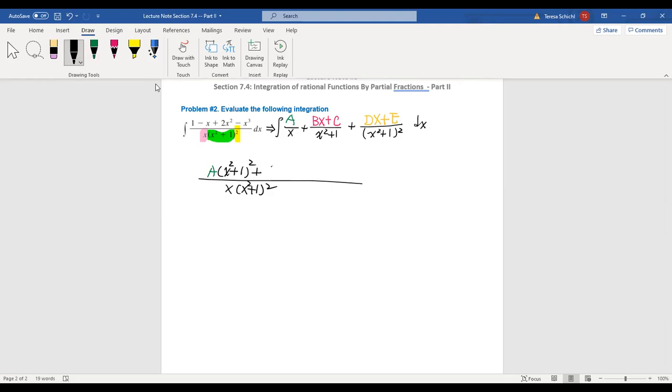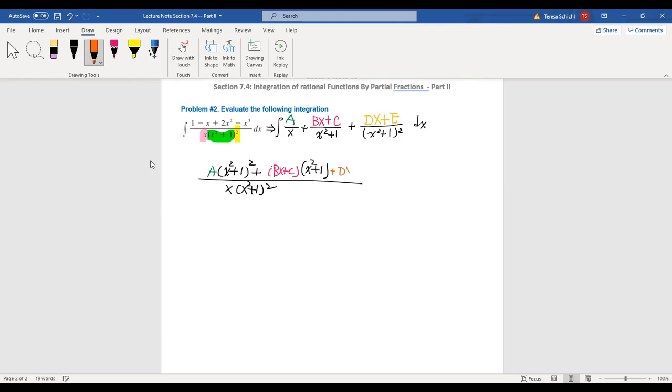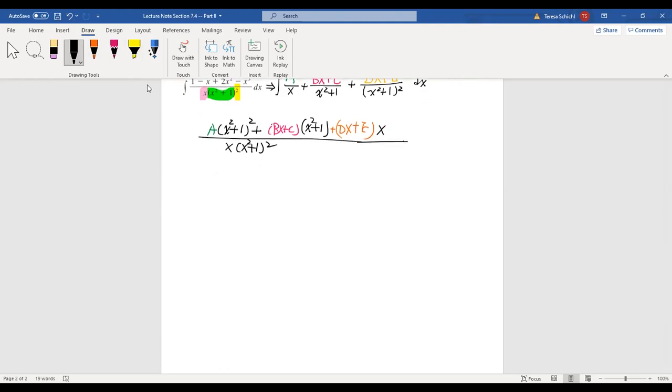So this is times x squared plus 1. So my bx plus c will be bx plus c, times x squared plus 1. All right, then my last term here is dx plus e. Then what is the term I need to multiply by? I need to multiply by x. So remember, then the remaining will be very, very tedious algebra. So let's use this opportunity to refresh one more time.